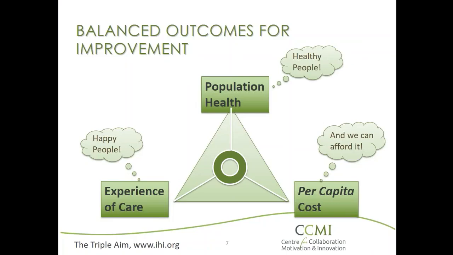The Ministry of Health has adopted the Institute for Healthcare Improvement's triple aim with these three goals. First of all, a better experience of care for both professionals and people receiving services, better population health, and better health at a sustainable cost. When MI is incorporated into practice, it can produce benefits for all three of the triple aim goals.